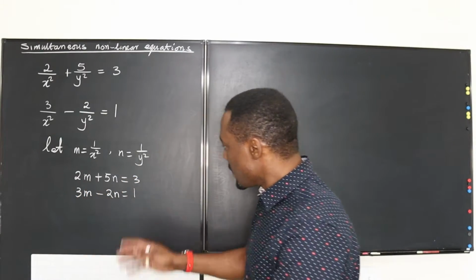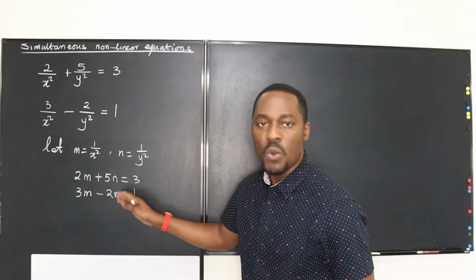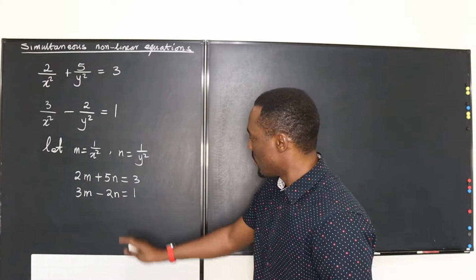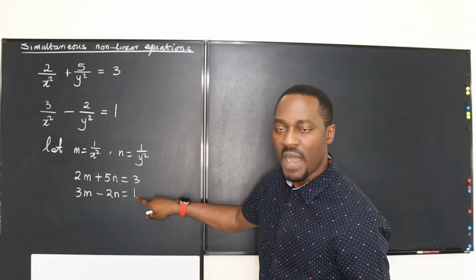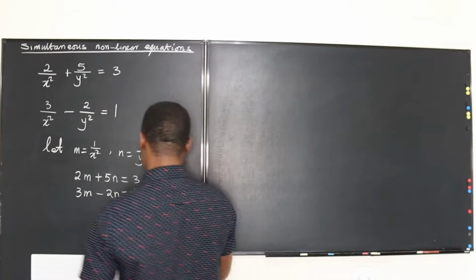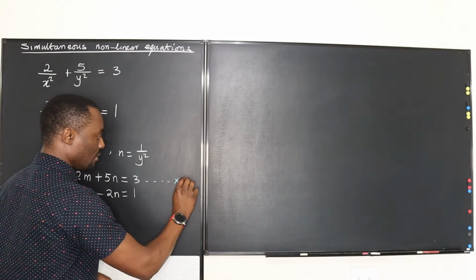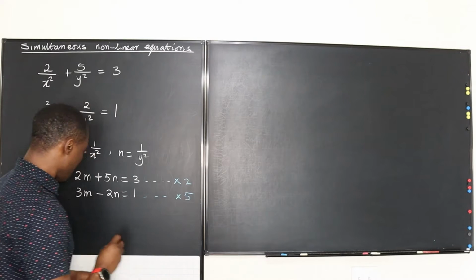So let's just do that. What should I do here so that these two can be the same and I can eliminate maybe m or n? Well, I'd like to eliminate n because I can just add the two equations together. So to eliminate this, I'm going to multiply the first equation by 2 and multiply the second one by 5. So both of these will be 10, 10, and I can add. So let's do that. I'm going to multiply this equation by 2, and then I'm going to multiply this equation by 5. So that's going to give me these expressions.